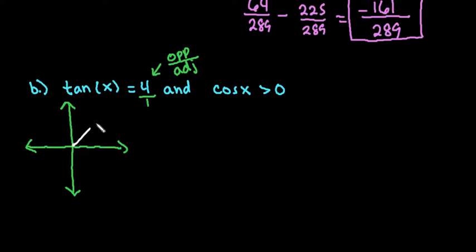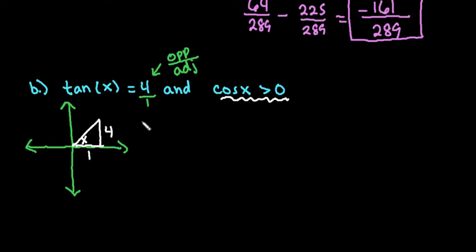So if we draw our triangle, and the reason I'm drawing it in here, I forgot to reference this, is tangent is positive and cosine is positive. So we're going to be in quadrant 1. So our x value is going to be here. So our opposite side is going to be 4. Our adjacent side is going to be 1.